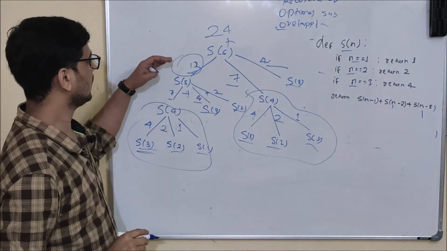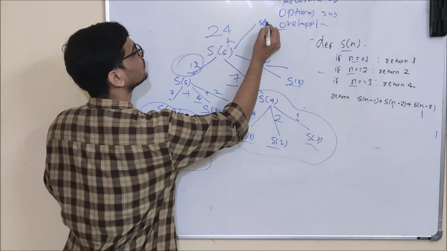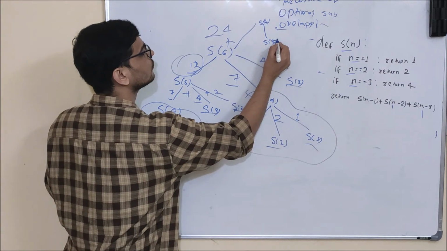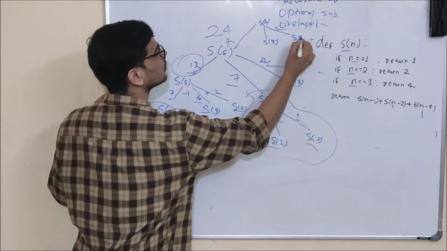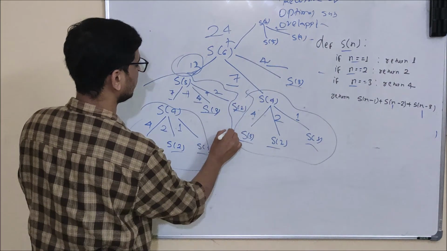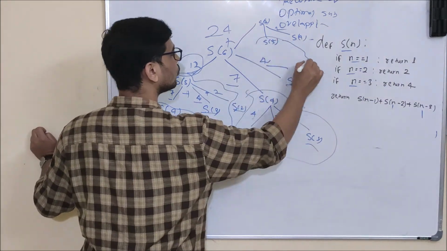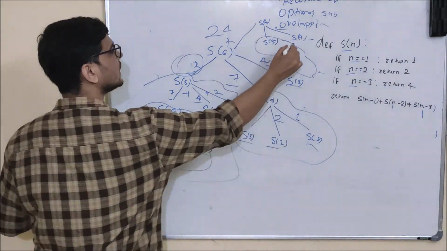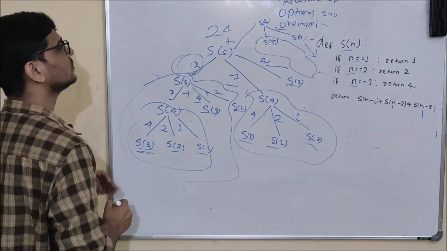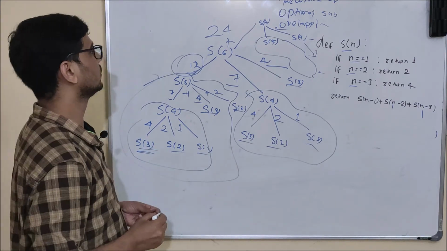Now suppose instead of s of 6 we would have called s of 7. Then what would have happened? S of 7 would have called s of 5 and s of 4 also. So here you can see how big is the tree for s of 5. A tree as big as this would have grown here also. Similarly, s of 4 would have grown like this also. So you can see how big the overlapping problem is here.